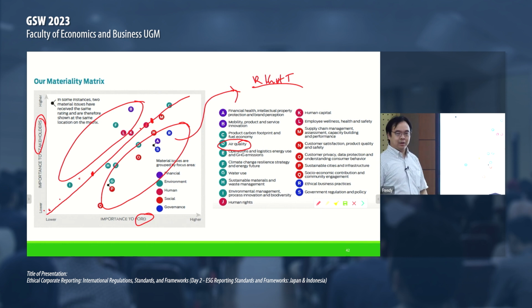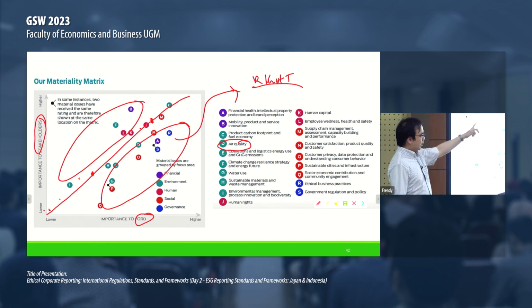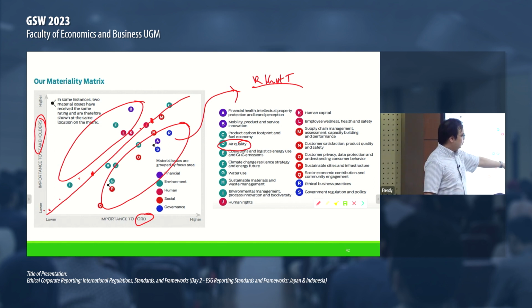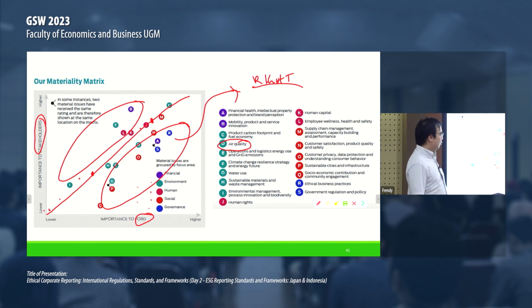And then we have how many dots? A to S. And within these A to S dots, we have five categories. Okay, we have financial, environment, human, social, and governance.